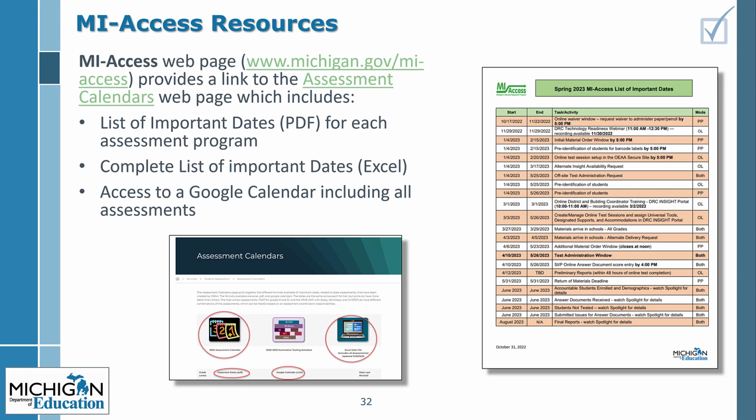The My Access webpage also provides a link to the Assessment Calendars webpage, where you'll find the lists of important dates in PDF format, a list of assessment program dates in Excel format. A Google Calendar option is also available for those who want to be informed through their calendar what activities are approaching with regards to state assessments. This includes Google Help information and resources for task follow-up.